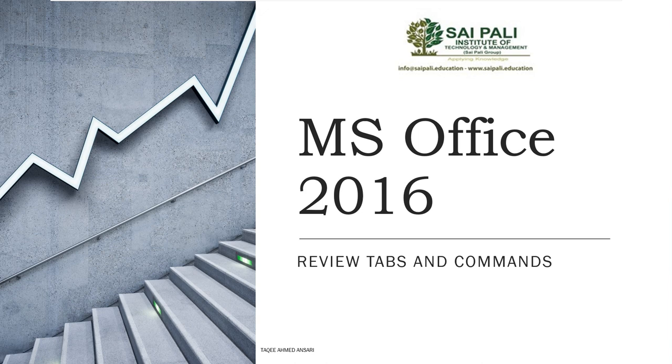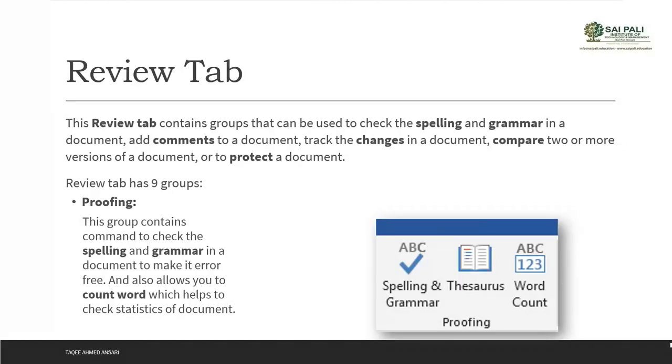Friends, in this video we are going to see about the Review tab of Microsoft Word and the other commands of that tab. Okay, let's see. Now this Review tab contains the groups that can help you to check the spelling and grammar in your document. Sometimes we all know we do typing mistakes, grammar mistakes, spelling mistakes. So we don't want to show the document to someone which is having these kinds of spelling or grammar mistakes. So this tab helps you to see those things and to correct those problems.